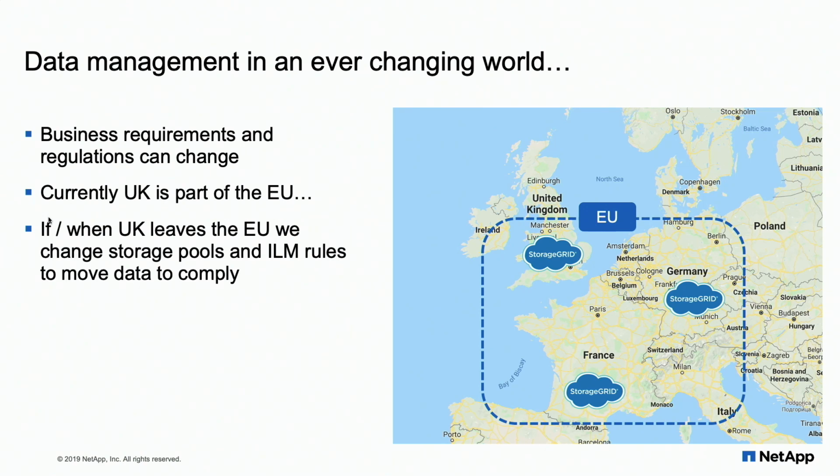So we actually have a customer. Still, let me check, make sure I'm not saying anything that's not true anymore. But we literally have a customer. We don't know that they will be in this situation, right? So if the UK is no longer part of the EU, they will have a subset of data they need to evacuate. And they'll use ILM rules to do that. And I'm going to show that in our demo.